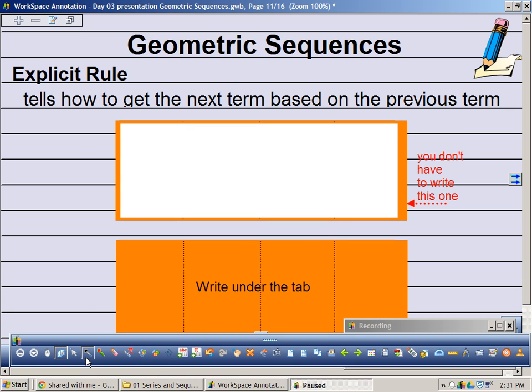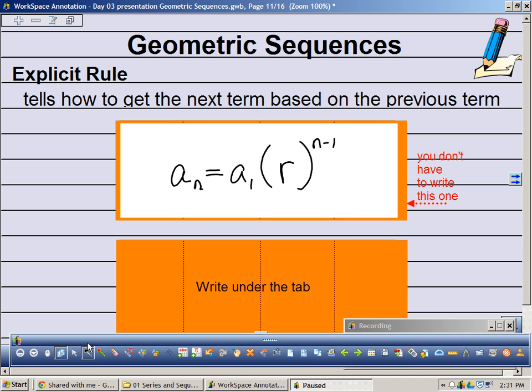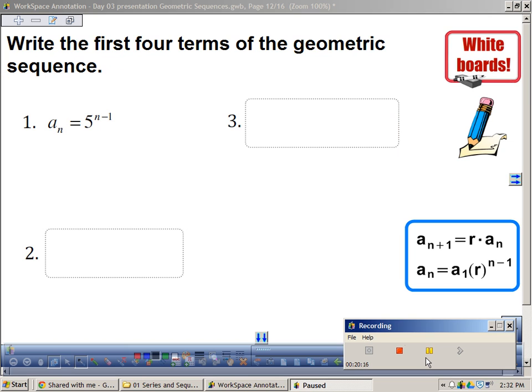Recording again. This one's the explicit, and this one is a sub n equals, what do we always have in the explicit? A sub 1. What goes in the parentheses? r to the n minus 1. Copy that one down on your homework. 4, 3, 2, 1, recording.